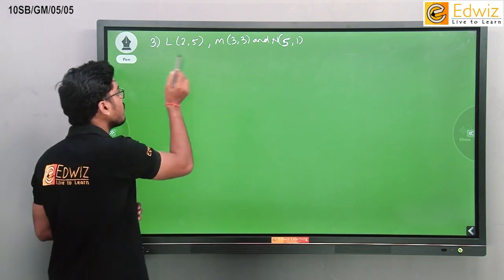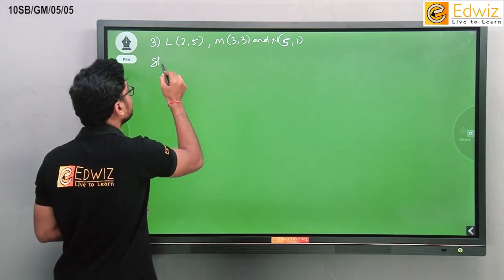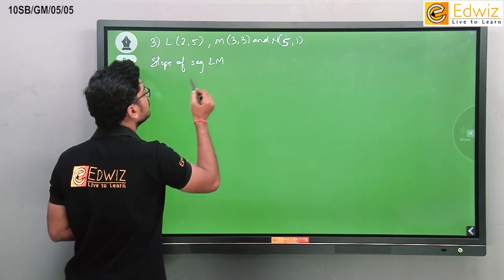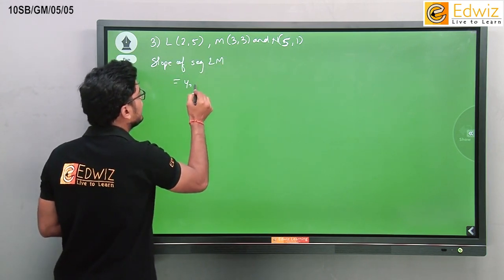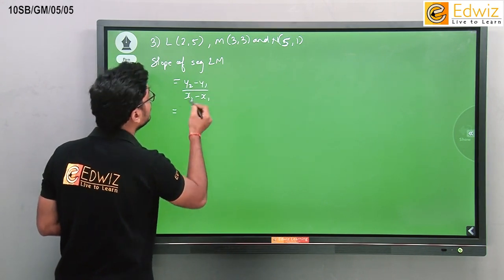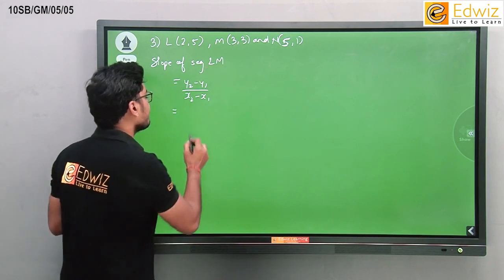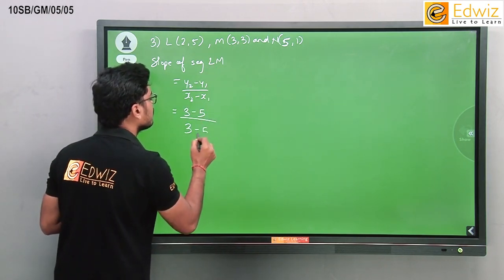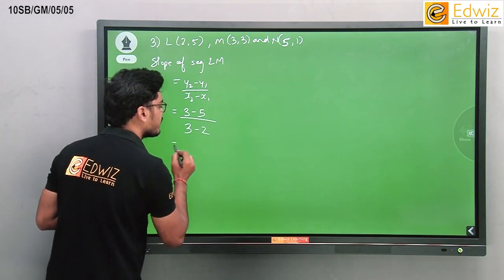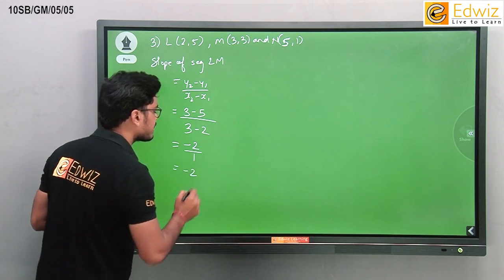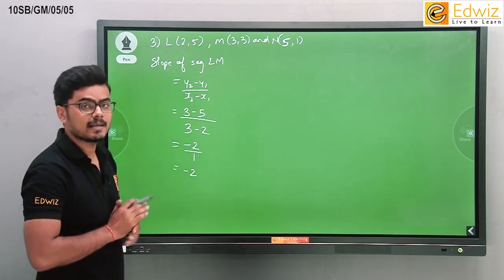Let us find out the slope of line segment LM. y2 minus y1 divided by x2 minus x1 equal to 3 minus 5 divided by 3 minus 2. Okay, so we will get minus 2 divided by 1. So the slope here is minus 2 for line segment LM.